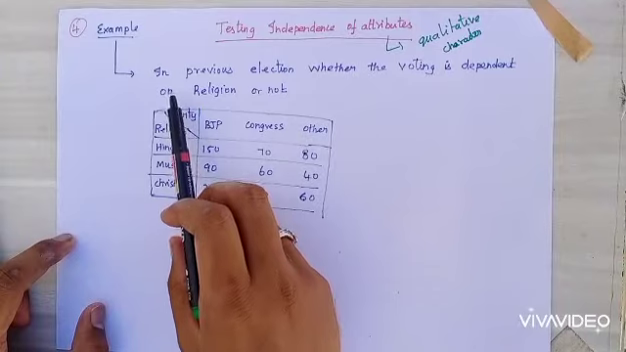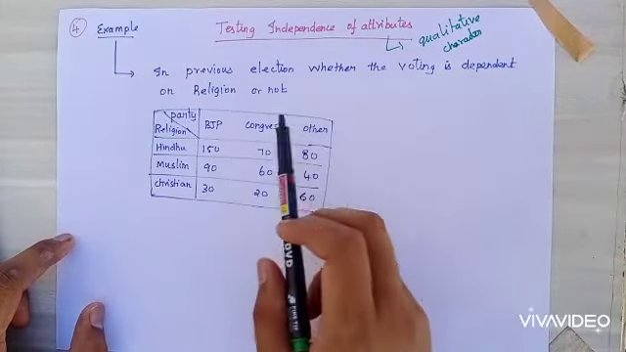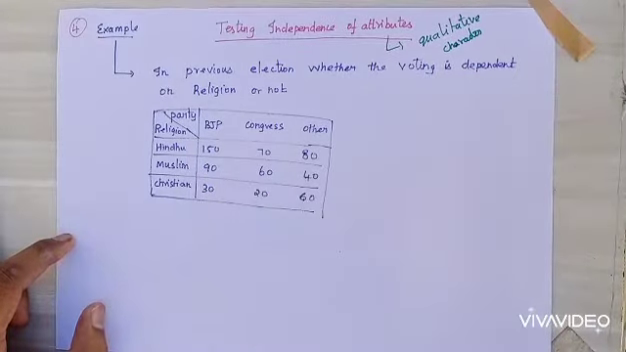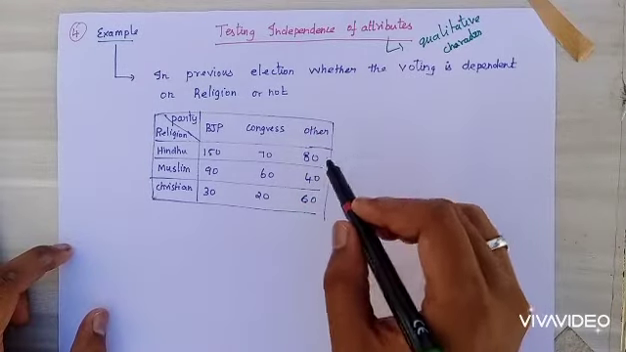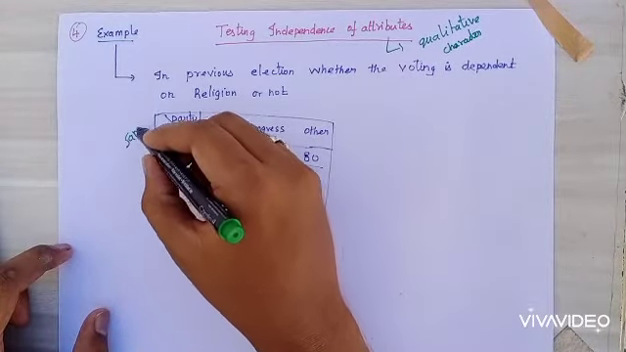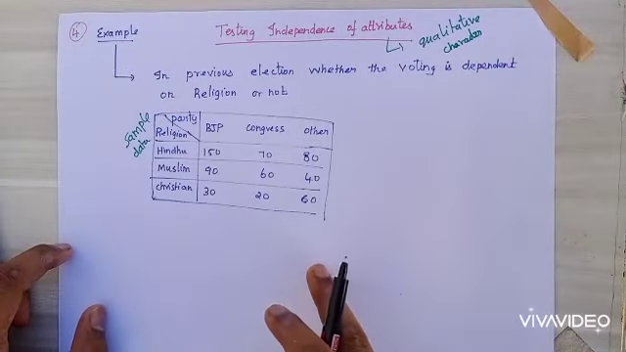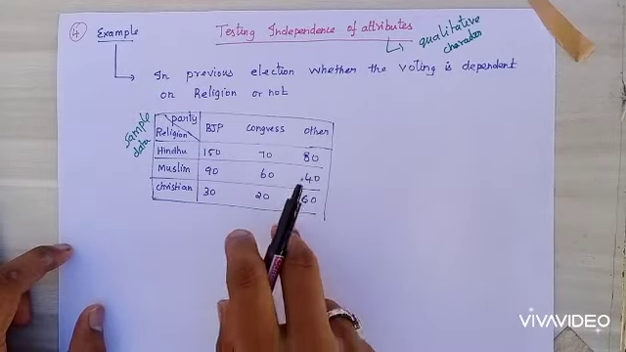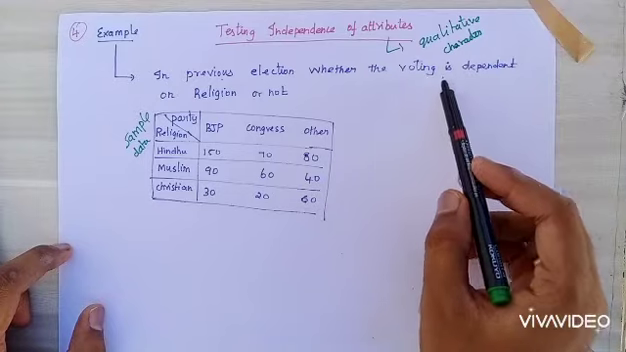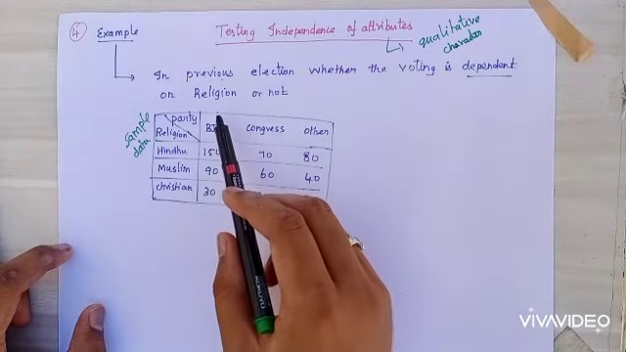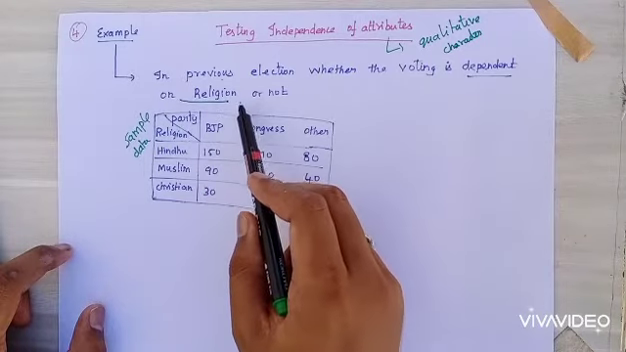In this example they said in previous election whether the voting is dependent on religion or not. So we want to test this statement by using the data. So this is the sample data. Based on this data we want to test whether in the previous election the voting is dependent on religion or not.